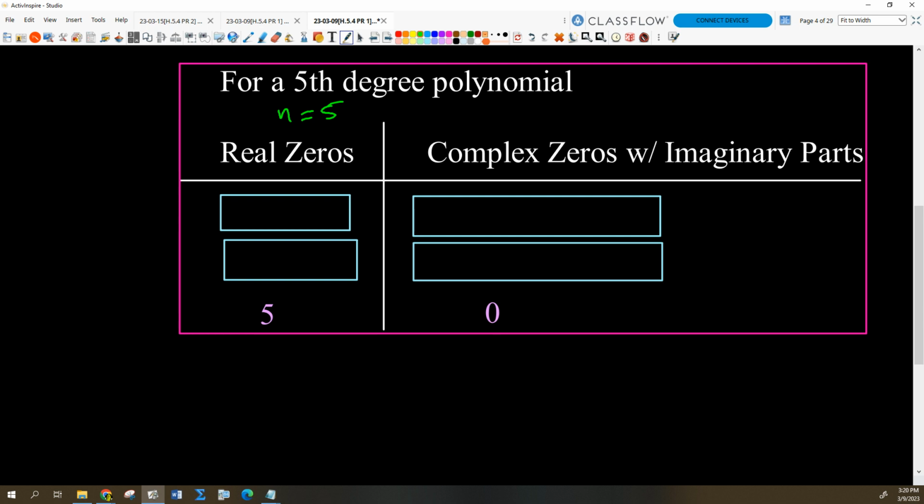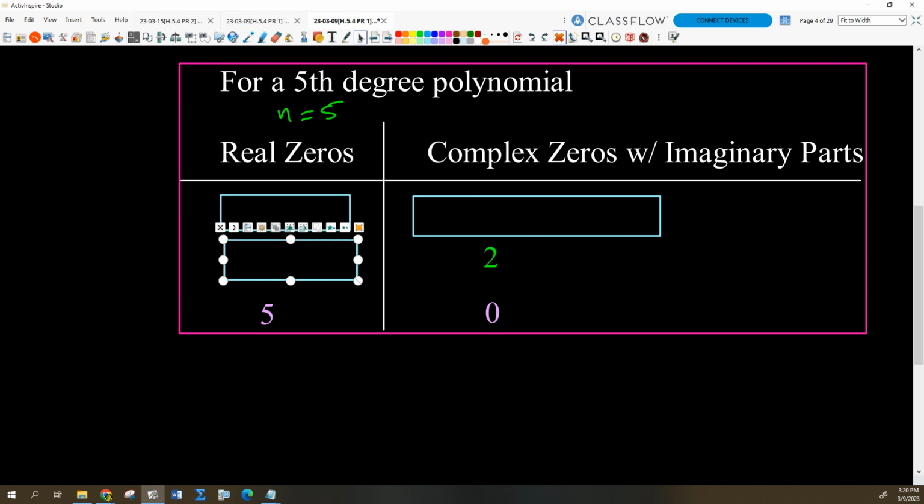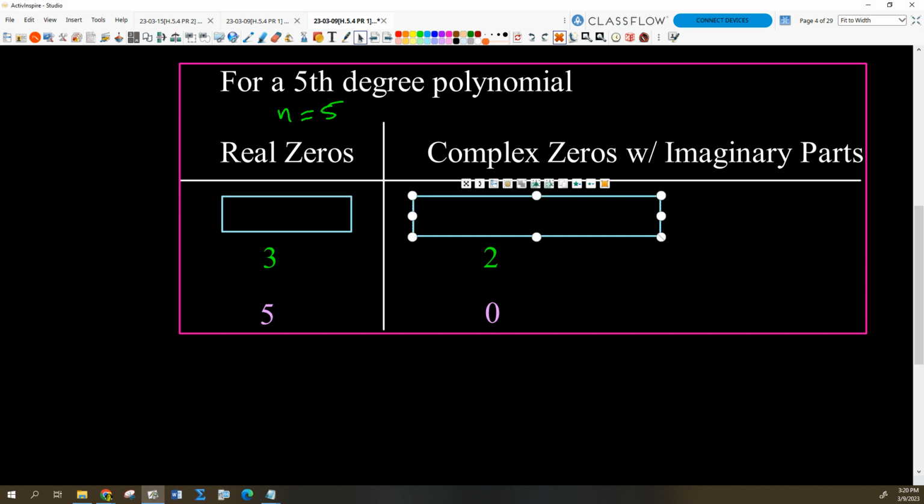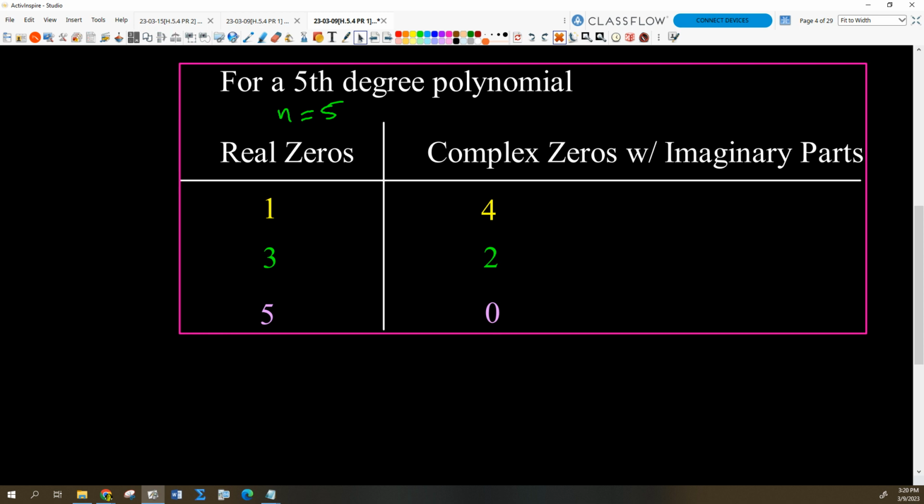So what's the next possible value of imaginary zeros I could have? 1. Can't have 1. 2. There we go. Okay. So I could have 2 imaginary zeros, which would leave me with how many real zeros? 3. Okay, that works. What's the other possibility? 4. 4 complex zeros with imaginary parts, 4 imaginary zeros, and 1 real zero. Okay, so there's no possibility here where I have 0 real zeros.